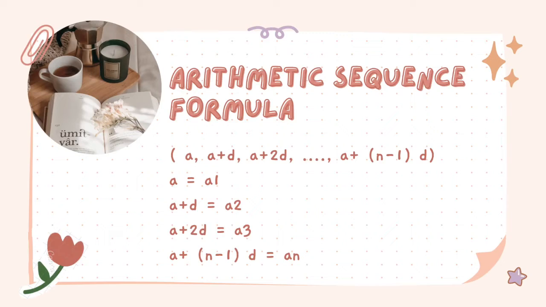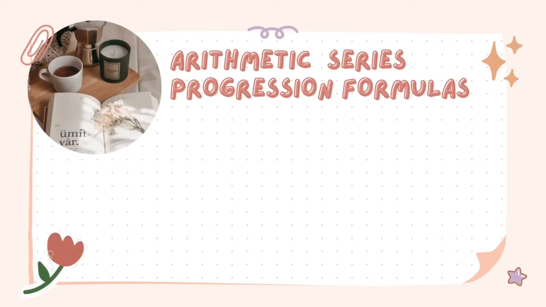A plus D, A plus 2D. So we keep adding D all the way to the n terms in the sequence, whereas A is A1, A plus D is A2, A plus 2D is A3, and A plus n minus 1 times D is A sub n. Next, arithmetic series formula.